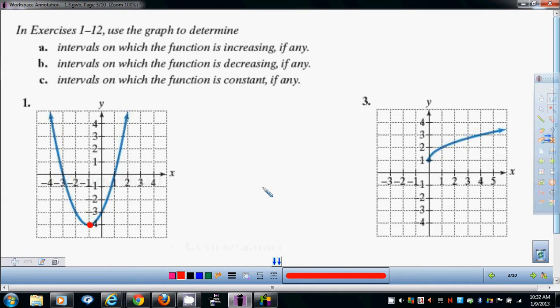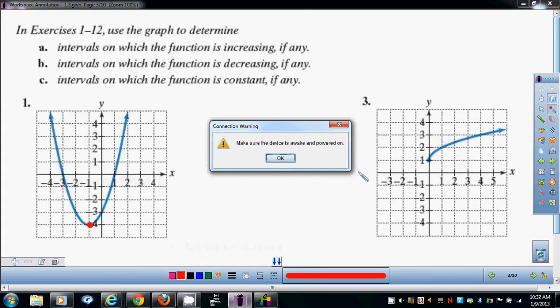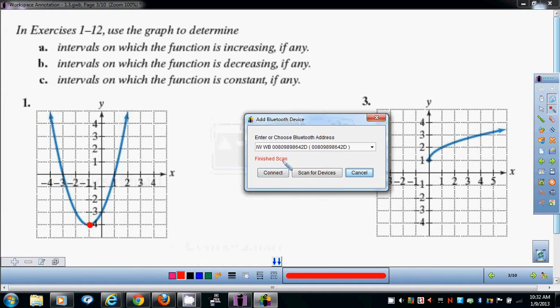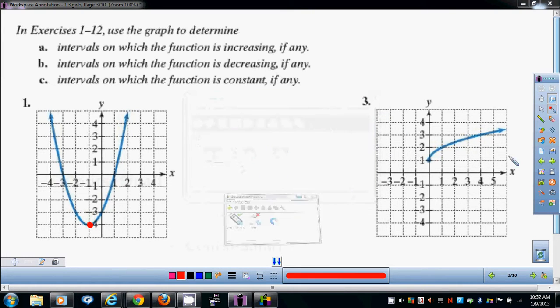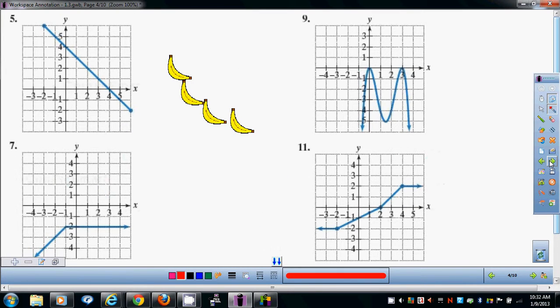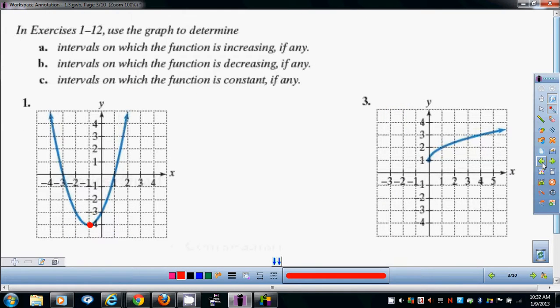Intervals of constant. Technically speaking, at this exact point where it's neither decreasing nor increasing, it's constant. But I don't really think that's what they're going for. An interval of constant would be like something like this. That's an interval of constant where it's neither increasing nor decreasing. But for our problem today, you're just going to put none on number 1, because there's really no flat line spot.